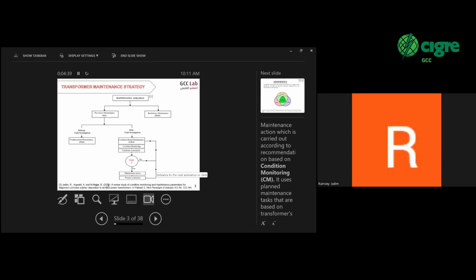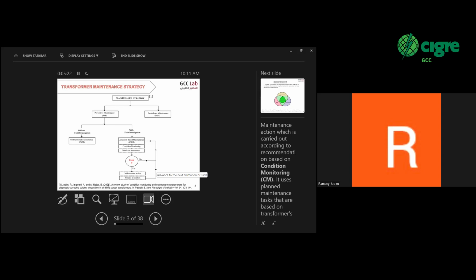Preventive maintenance has two parts. One is without fault investigation. It's called predetermined maintenance. Predetermined maintenance is done by time, every 3 years, and they do not consider fault investigation. The one with fault investigation, which is very important, is usually used now in most transformer maintenance. It's condition-based maintenance. This one is based on condition monitoring, such as oil analysis, electrical testing, and also inspection.